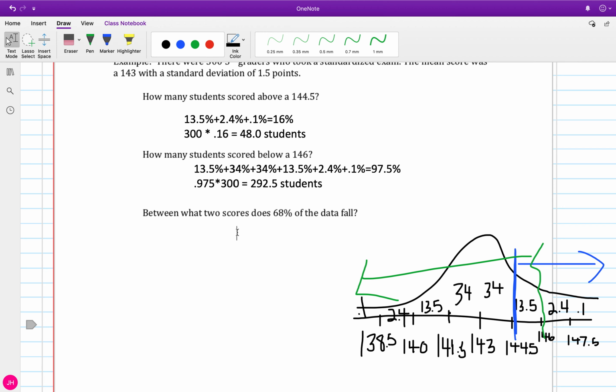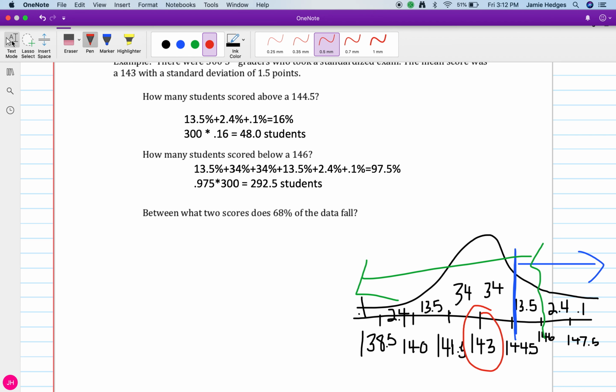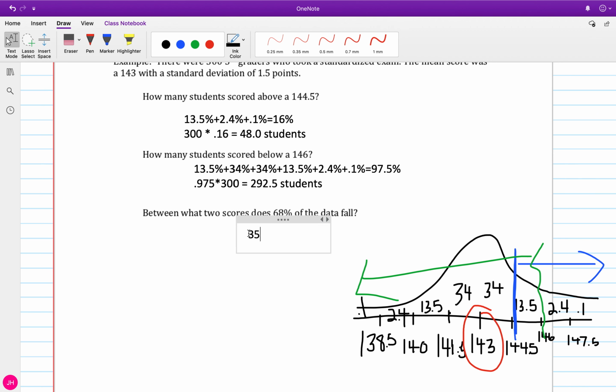Last question wants to know between what two scores does 68% of the data fall? When we have a question like this, we always want to start in the middle with our mean and add symmetric on both sides. So to start with, I would do 34% plus 34% to give me that 68%. That's what I needed so I could stop. Looking at the 34%, that one standard deviation would be 141.5. Another standard deviation would be 144.5. So that's where those scores were for the students.